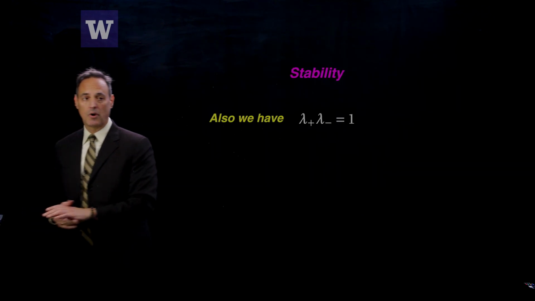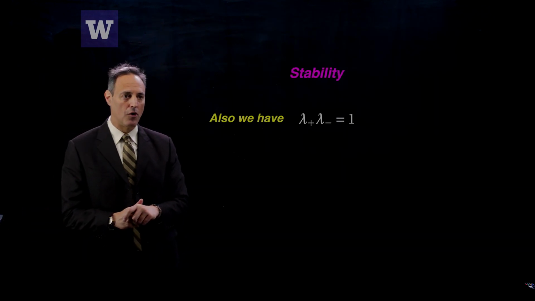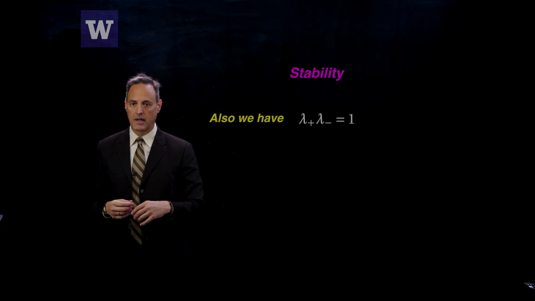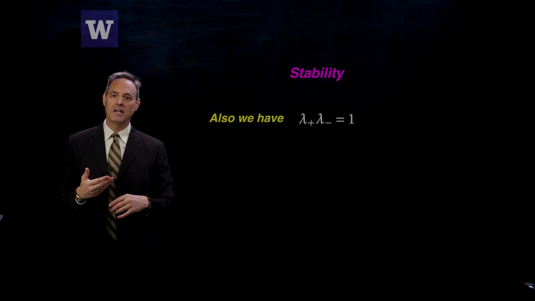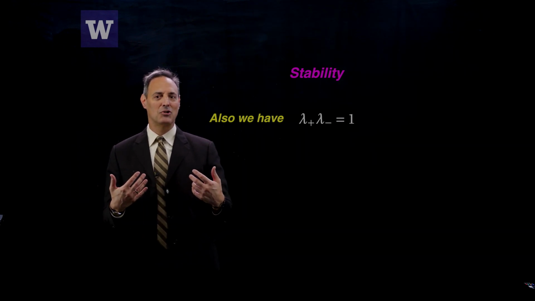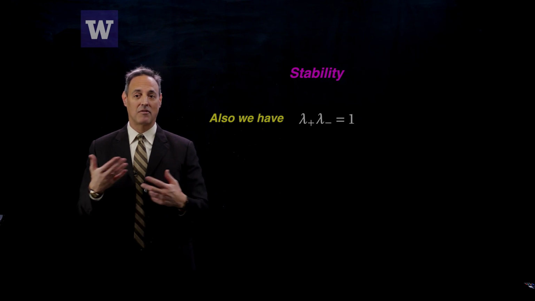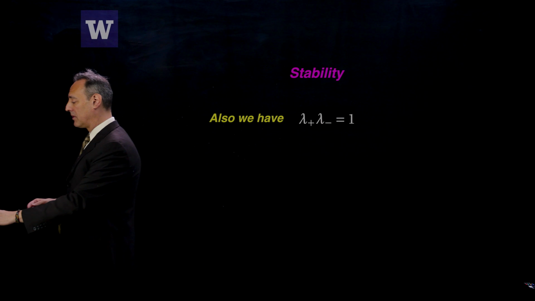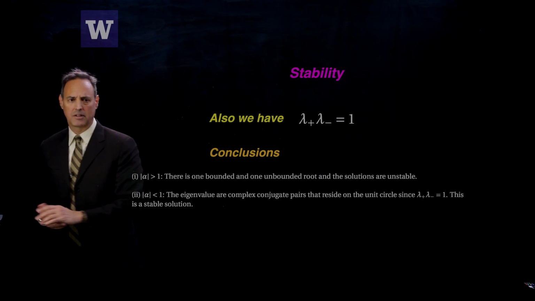All right, you also have this constraint. It's not that hard to show that lambda plus times lambda minus is 1, so that's a nice constraint on this thing. And so one of the interesting things is oftentimes you'll get complex eigenvalues, and those are actually quite nice because they come in complex conjugate pairs, satisfy this, and oftentimes will be stable solutions. So let's actually in fact look at this.